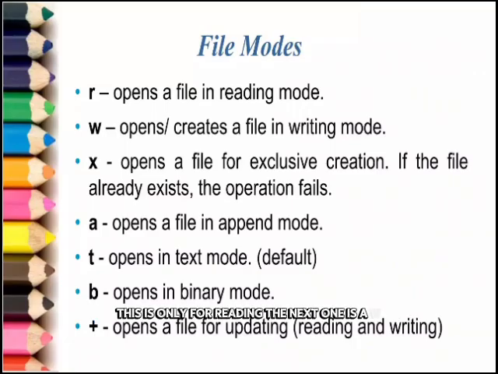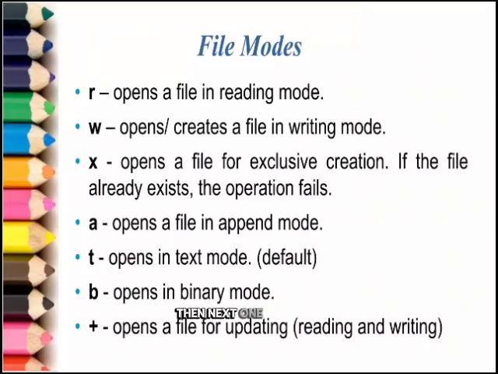The next one is W. This mode is used when we want to create a new file, or if you want to recreate an existing file. You can use this in two ways. If the file already exists, then all the content from the file is deleted and you can recreate the file and access it as a new file. Similarly, if the file does not exist, then you can open the file as a new one.